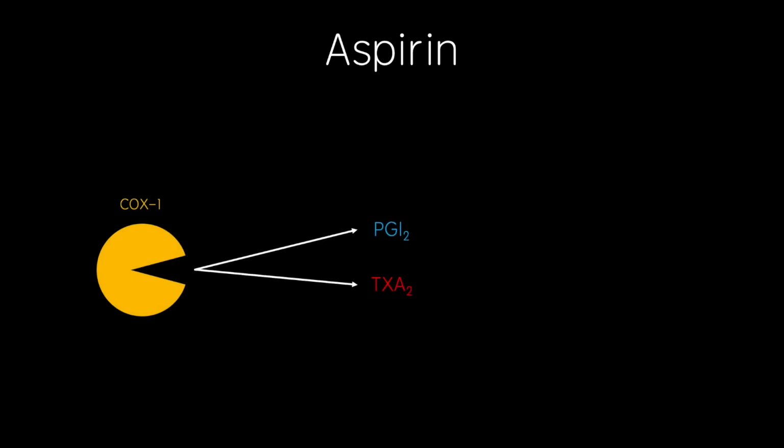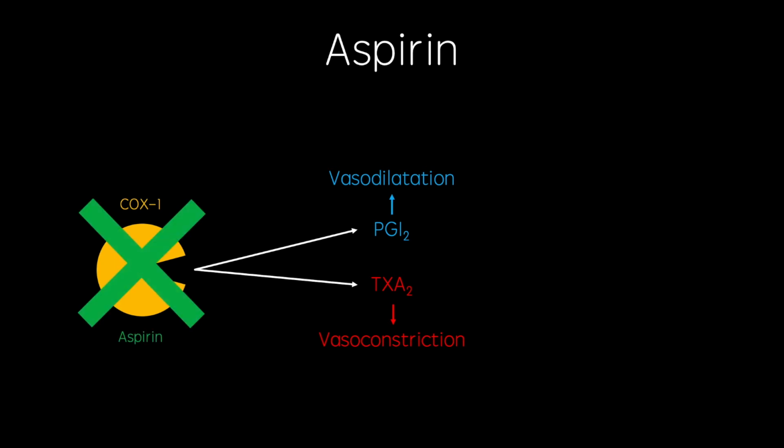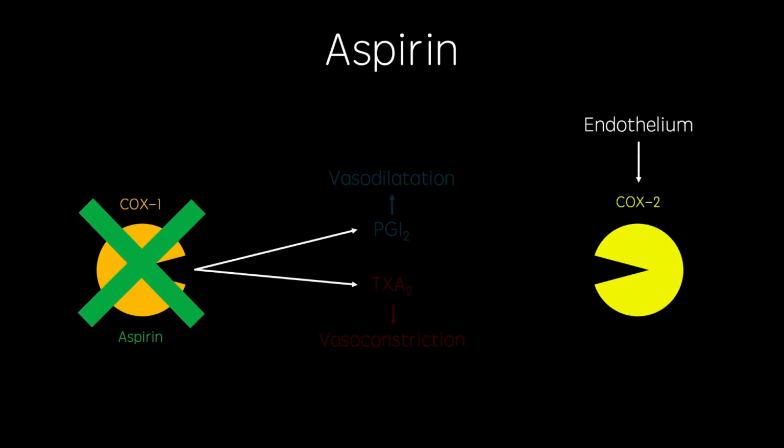The first antiplatelet therapy I'm going to discuss is aspirin. As discussed, COX-1 is responsible for generating thromboxane A2, which goes on to mediate vasoconstriction, which facilitates platelet aggregation. However, COX-1 also generates prostacyclin, which does the opposite, mediating vasodilatation. So when aspirin inhibits COX-1 via covalent modification, there shouldn't be an overall net effect with regards to blood vessel lumen diameter. However, the endothelium constitutively expresses COX-2, which only generates prostacyclin, so this predominates and vasoconstriction is prevented.